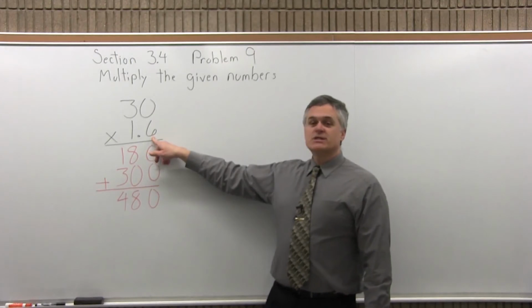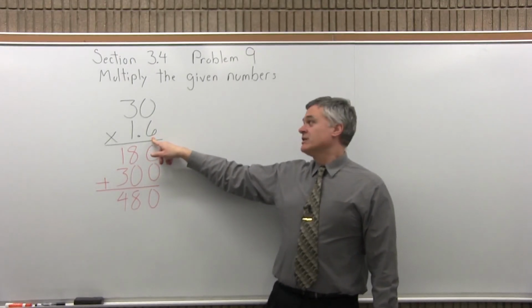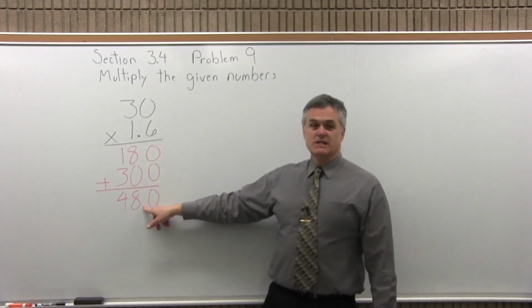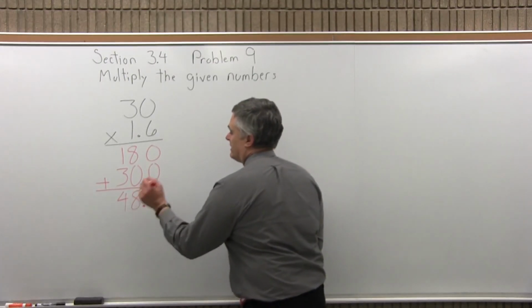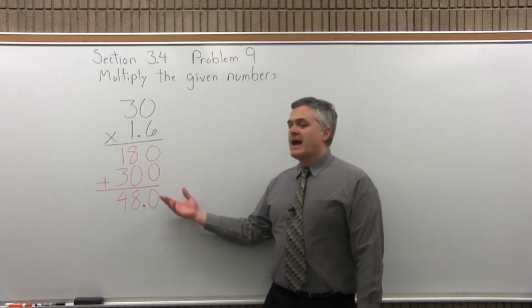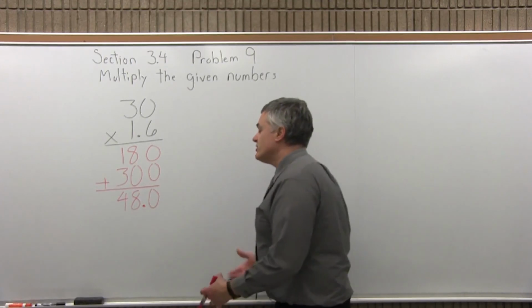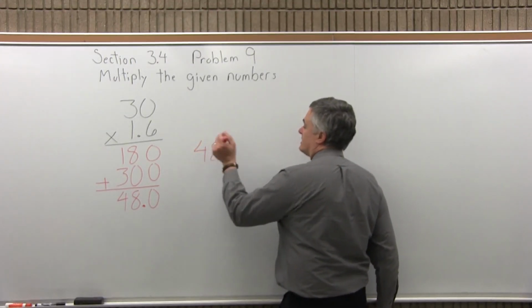So go back to the question, see how many total places you have after the decimal in your question. And you only have 1. So the answer has to have the same number of places after the decimal. So if I put my decimal between the 8 and the 0, I would have 48.0 as the answer. Now, the 0 after the decimal like that, with nothing after it, doesn't need to be written. So you could certainly say the answer is 48.0, or you could simplify it a little bit and say the answer is 48.